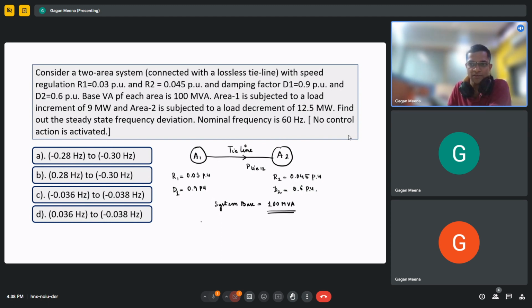Now area 1 is subjected to a load increment of 9 megawatts. So delta PL1 is 9 divided by 100, which is 0.09 per unit.